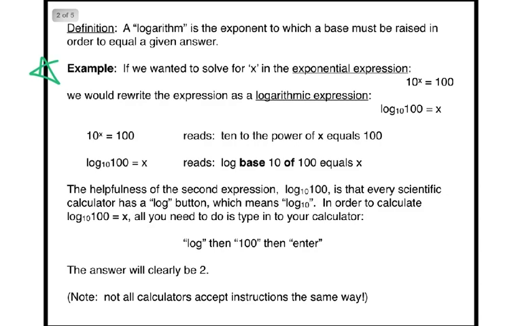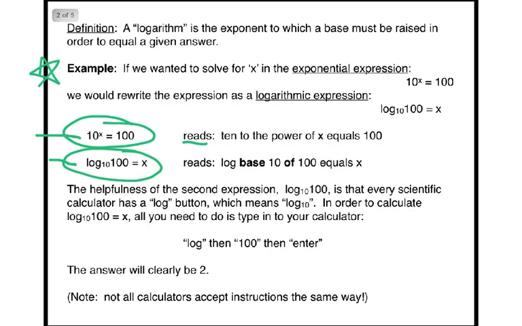For example, if we wanted to solve for x in the exponential expression 10 to the x equals 100, we would rewrite the expression as a logarithmic expression: log base 10 of 100 equals x. So here we read it as 10 to the power of x equals 100. But here we read it as log base 10 of 100 equals x. This is an exponential expression. This is a logarithmic expression.